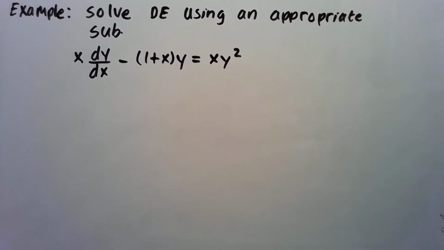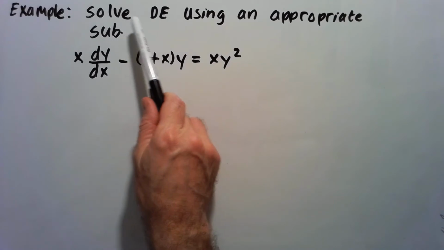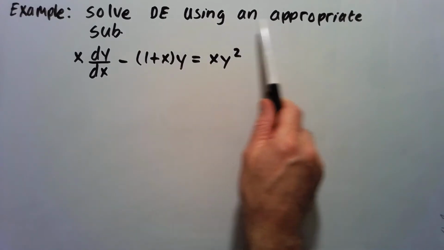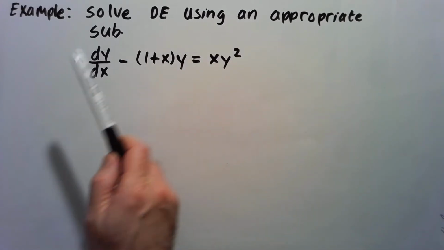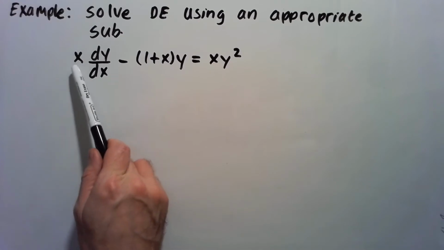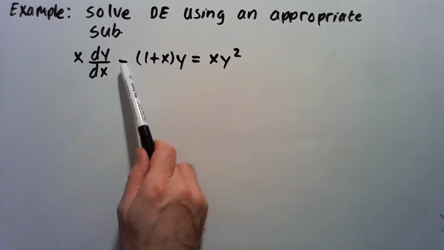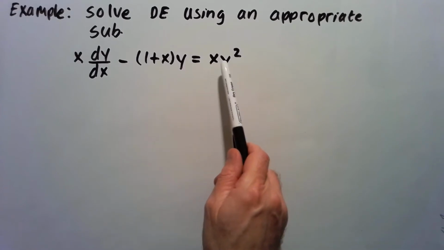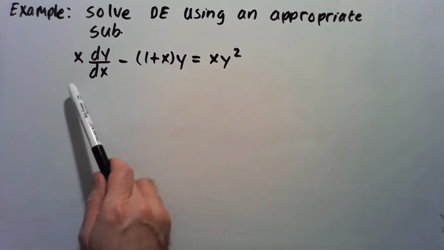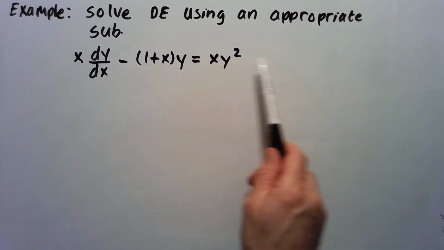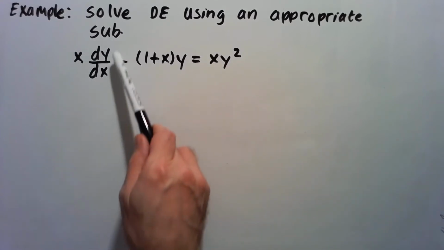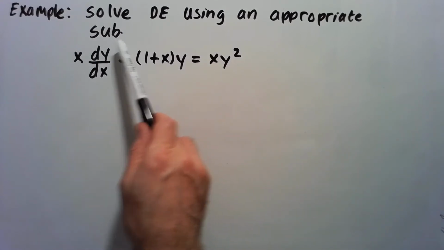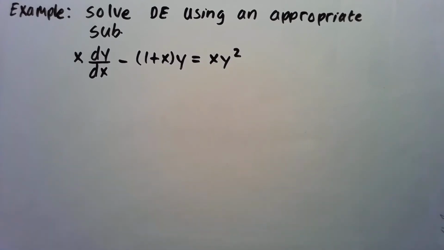Okay, so let's take a look at an example here. Solve the differential equation using an appropriate substitution. So our differential equation here is x times dy/dx minus (1 plus x)y equals xy squared. Let's first divide everything by x, because I want the coefficient in front of dy/dx to be 1.